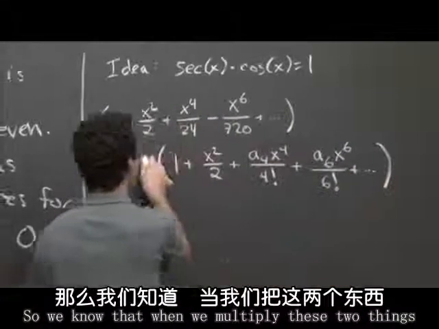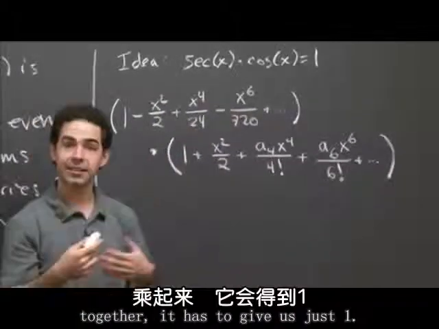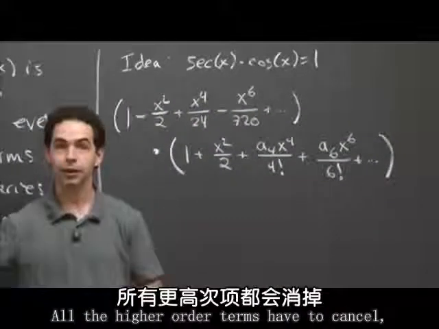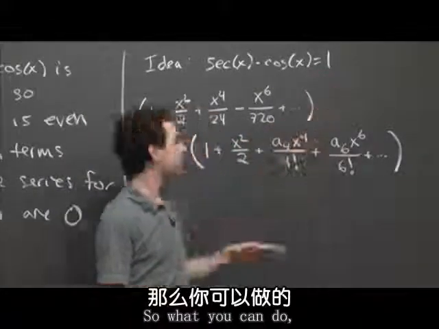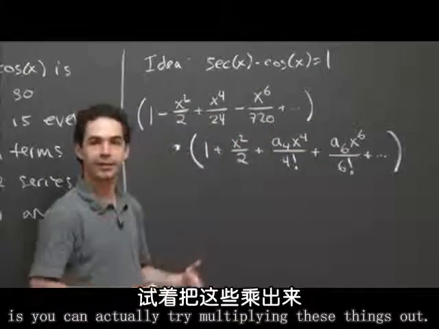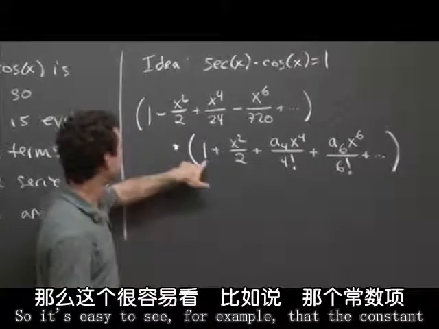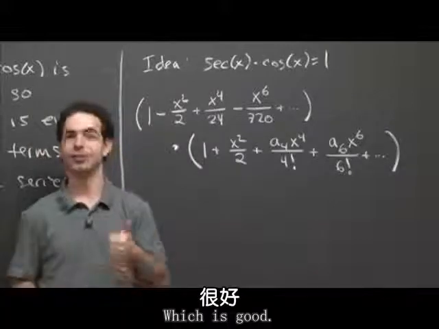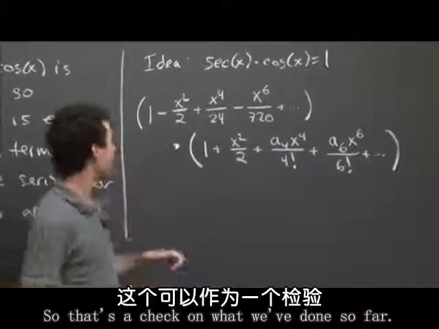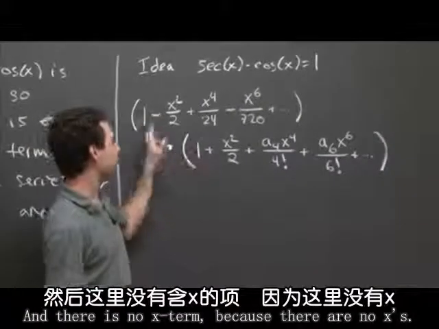So we know that when we multiply these two things together, it has to give us just 1. All the higher order terms have to cancel because over here we have a 1. So what you can do is you can actually try multiplying these things out. So it's easy to see, for example, that the constant term of this product is just 1 times 1, which is 1, which is good. So that's a check on what we've done so far. And there is no x term because there are no x's.